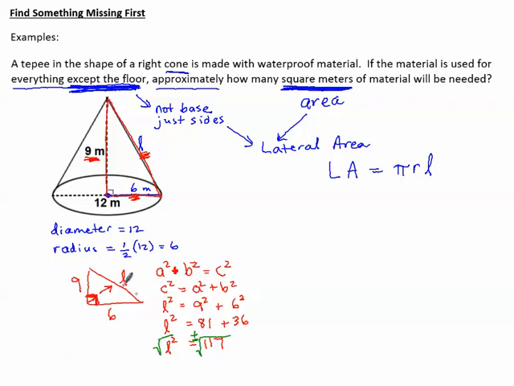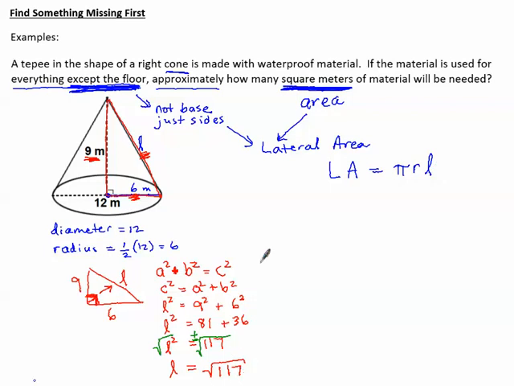However, because L is the length of a side, we're only going to take the positive square root of 117. Now I could type this in my calculator, but it's irrational and going to give me an answer I have to round, and I'm not finished with my problem. So when we go to plug it in here, we're going to leave it as square root of 117.